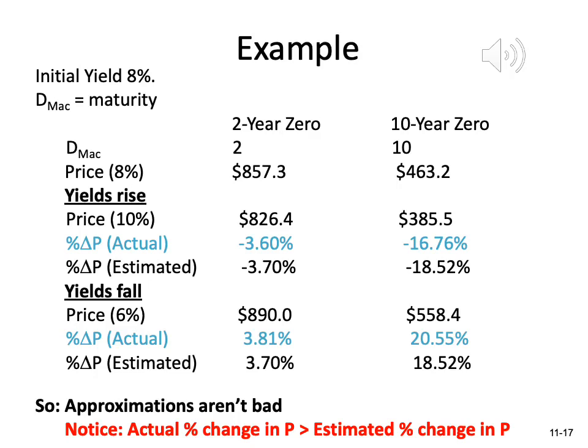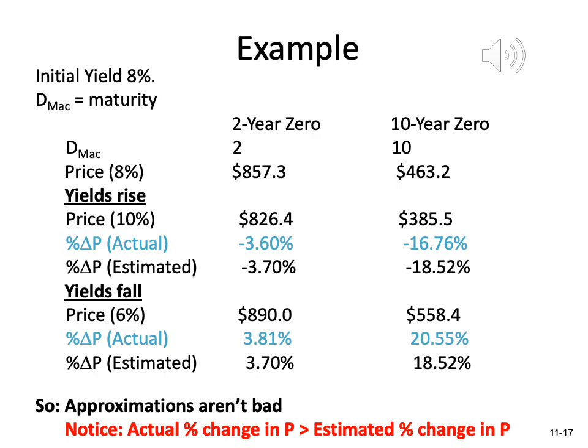For the 10 years, it will be positive 18.52%. The actual change in the price, again, you have to calculate the P0 and P1 and then take the percentage. The actual percentage change for the 2-year zero is 3.81%. The actual percentage change in the price of the 10-year zero is 20.55%.